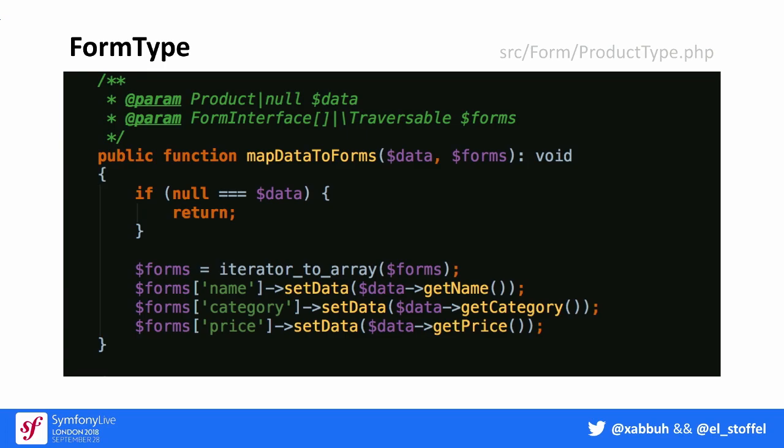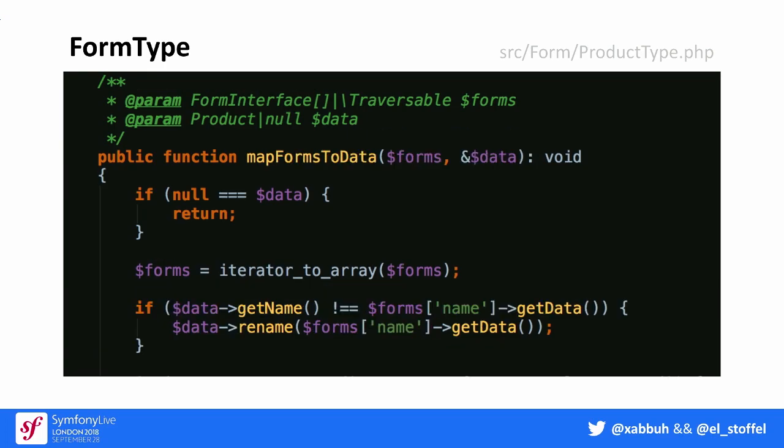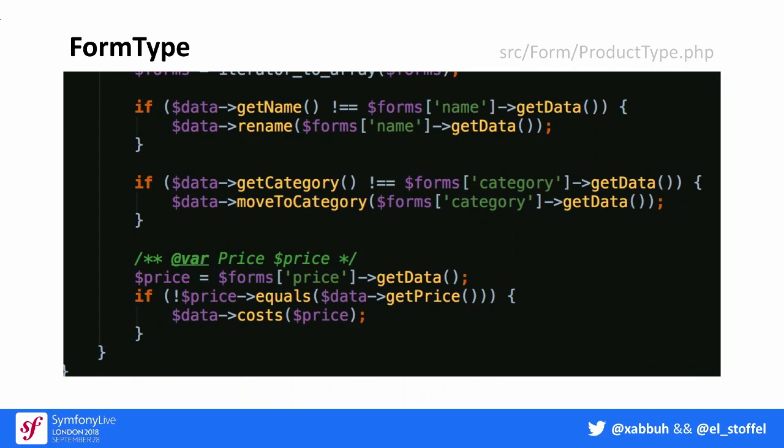How does it look? We have a mapDataToForms method, which does the part of populating the form with the data from our model. So we are catching all the subforms and passing the data that we can extract from our entity. More or less simple, and the same goes the other way around when we have to map our form data to our entity. This time it's a bit more complex because we have to call different methods, so it's a lot of code to write, but not that hard.